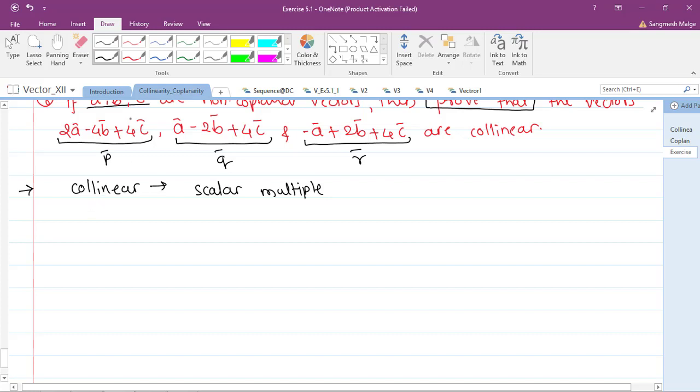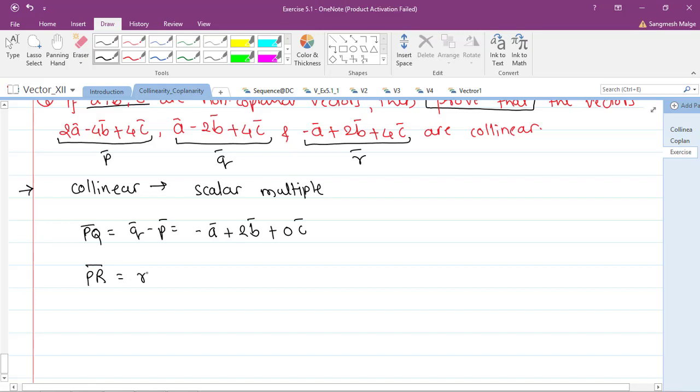So how can you get two vectors from these three vectors? It's very simple. Find out PQ bar. PQ bar is what? It is Q bar minus P bar, which is nothing but A minus 2A, it is minus A bar. Minus 2 plus 4, it is plus 2B bar. 4 minus 4, it is 0 C bar. This is my PQ bar. And find out PR bar.